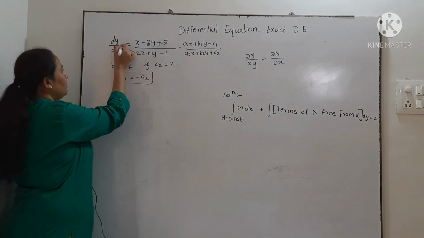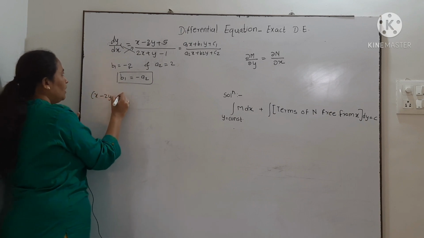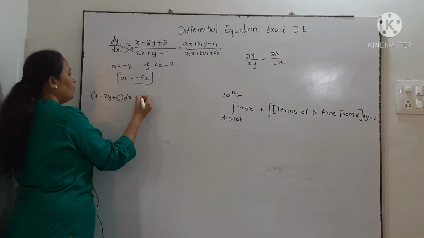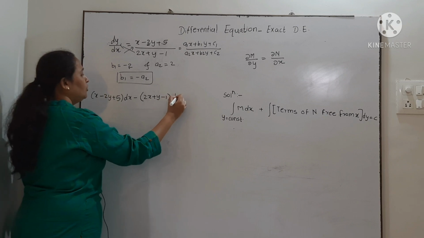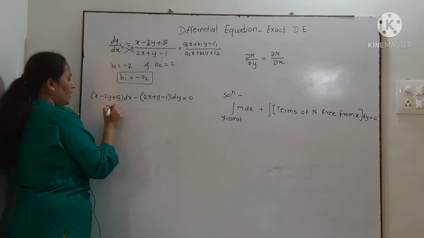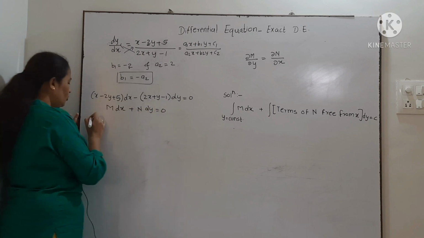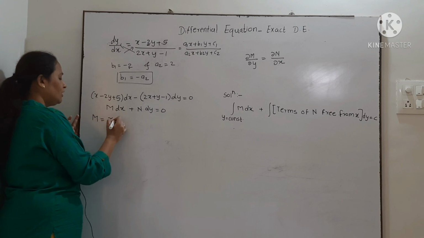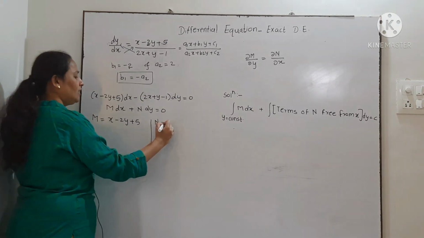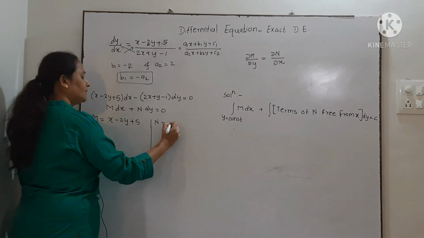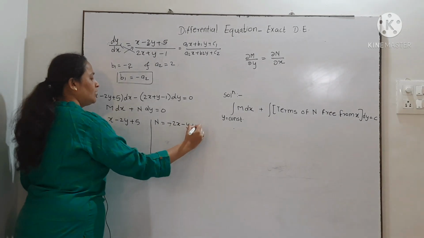If I take cross multiplication, we can write this as (x minus 2y plus 5) dx minus (2x plus y minus 1) dy equal to 0. Compare this with M dx plus N dy equal to 0. You will get the value of M: M is equal to x minus 2y plus 5, and the value of N is equal to minus (2x plus y minus 1). Take this minus sign inside the bracket: minus 2x minus y plus 1.